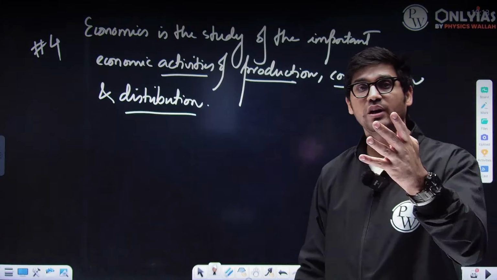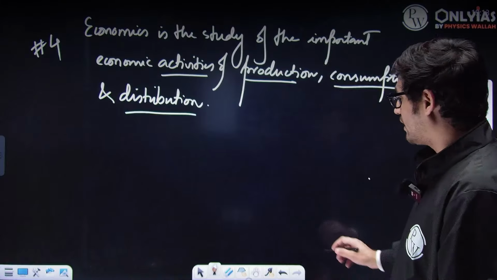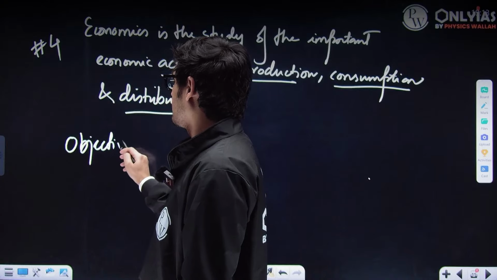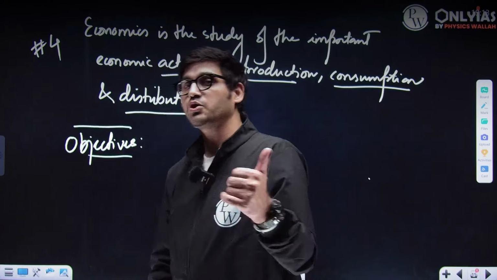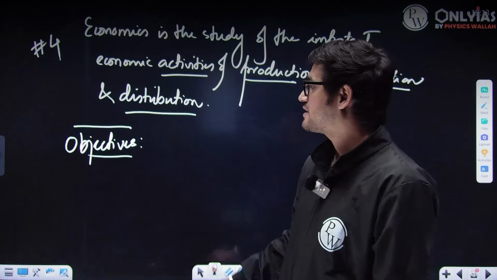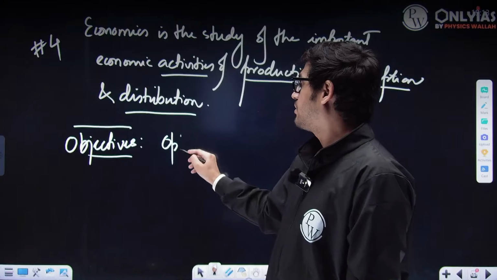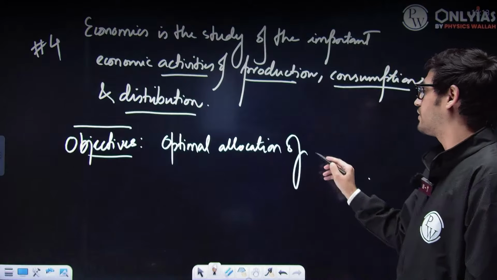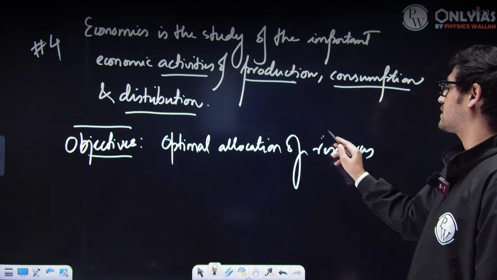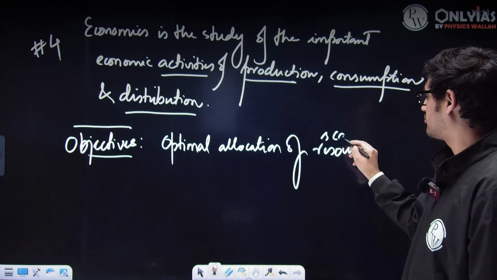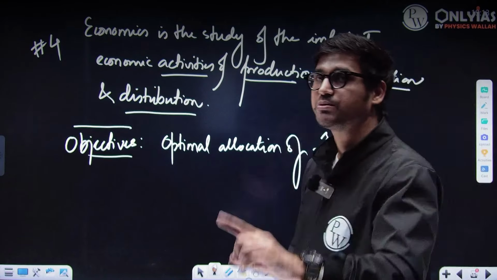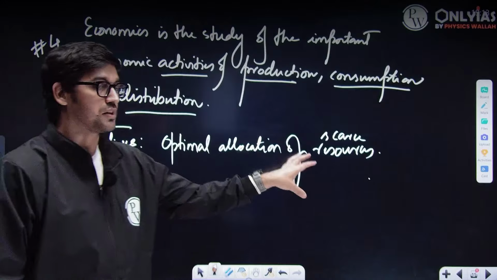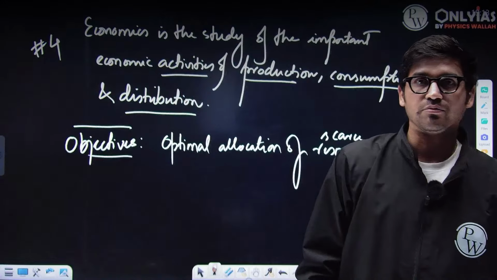So we have had at least 4 definitions of economics as an academic discipline. And what is the first and foremost objective of economics? The first and foremost objective of economics as an academic discipline is very simply the optimal allocation of scarce resources. This is the first objective of economics. The optimal allocation of resources which are scarce. Alright.